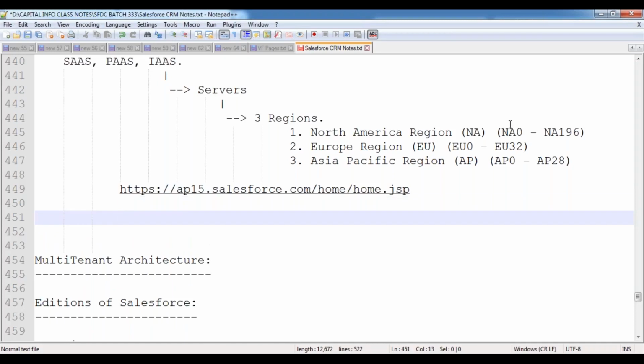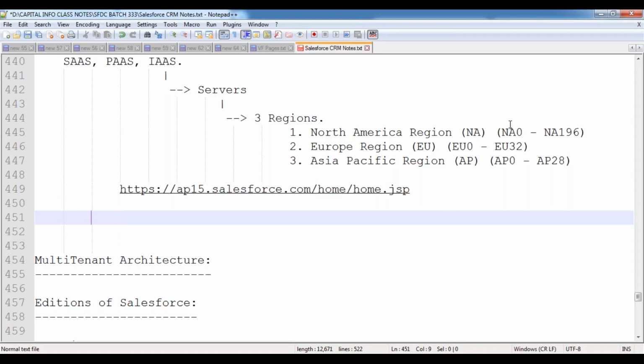Suppose today I'm trying to access the application, but I'm unable to access my application. There is some issue, but I don't know whether the problem is because of my local system or because of the Salesforce server. How do we know what the problem is? Why am I unable to access my application? How can we cross-check that? How can we troubleshoot it?